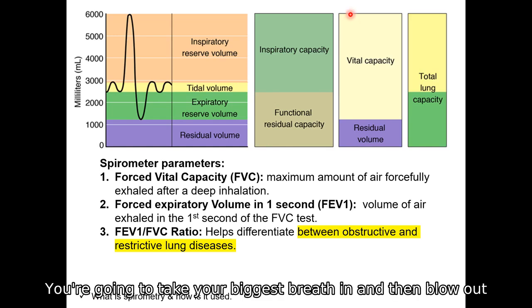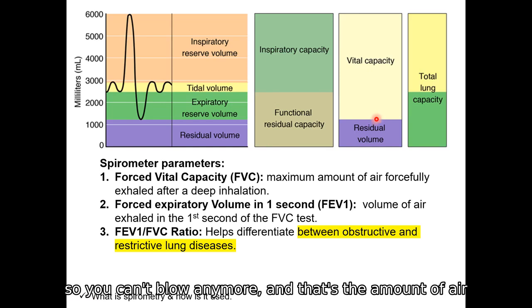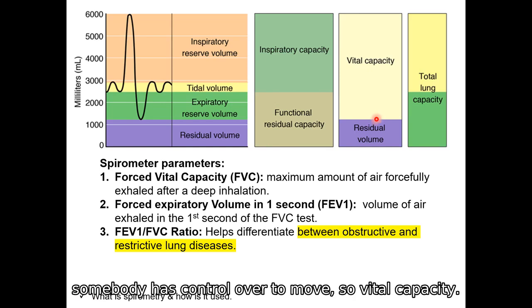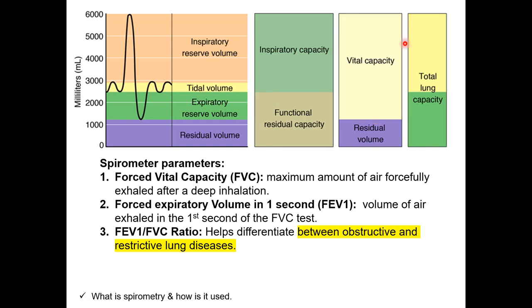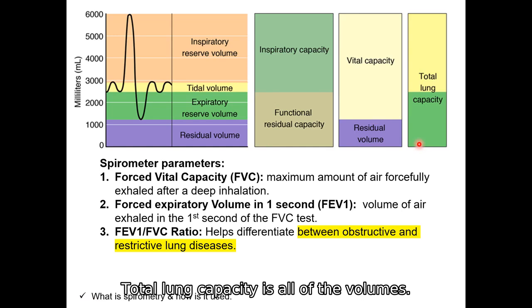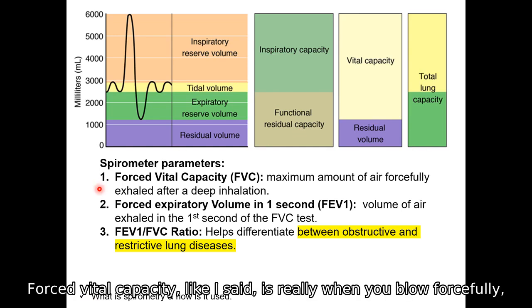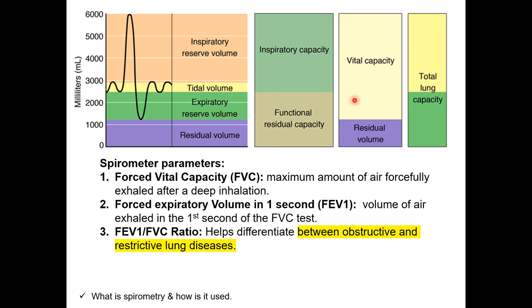You're going to take your biggest breath in and then blow out so you can't blow anymore. And that's the amount of air somebody has control over to move, so vital capacity. Total lung capacity is all of the volumes. Forced vital capacity, like I said, is when you blow forcefully, you're measuring your forced vital capacity, so all the air you can move.